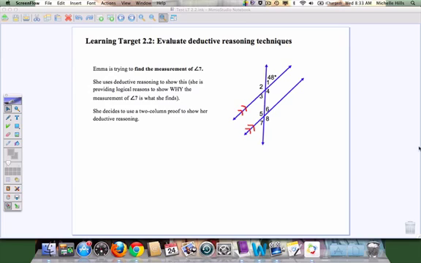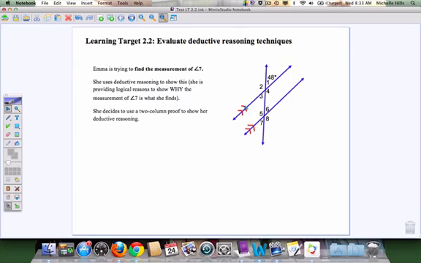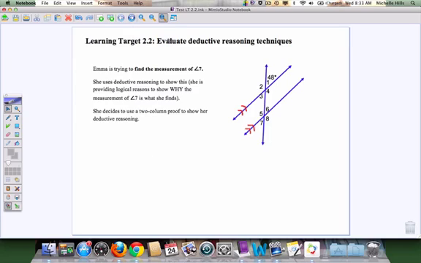So for Learning Target 2.2, you're actually kind of looking at a two-column proof and filling in some blanks. Now, they give me this picture of these parallel lines. They show me that they're parallel. I have this transversal, and they also give me that the measure of angle 1 is 48 degrees. So Emma's next thing is to say that angle 1 is congruent to angle 3.